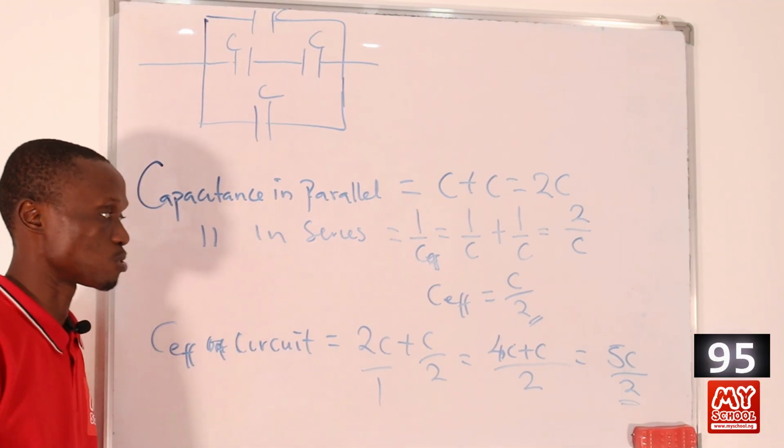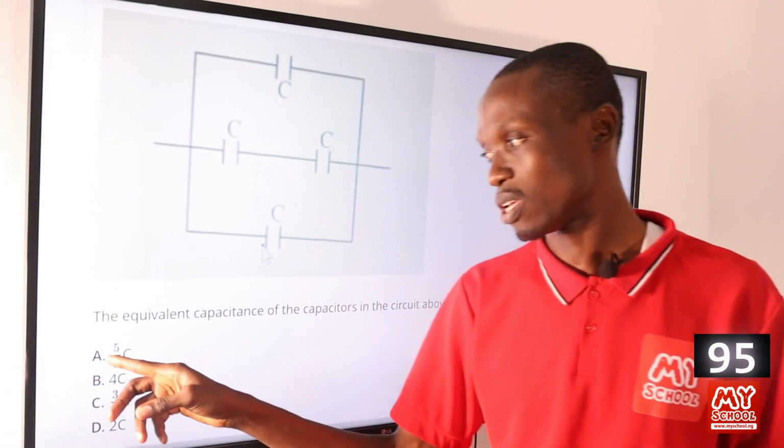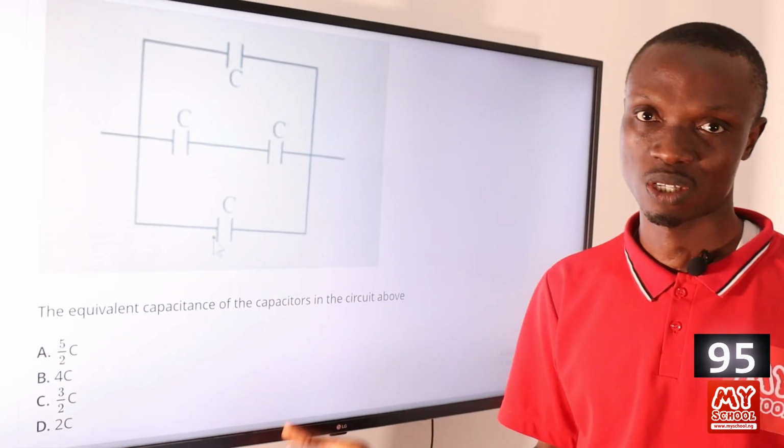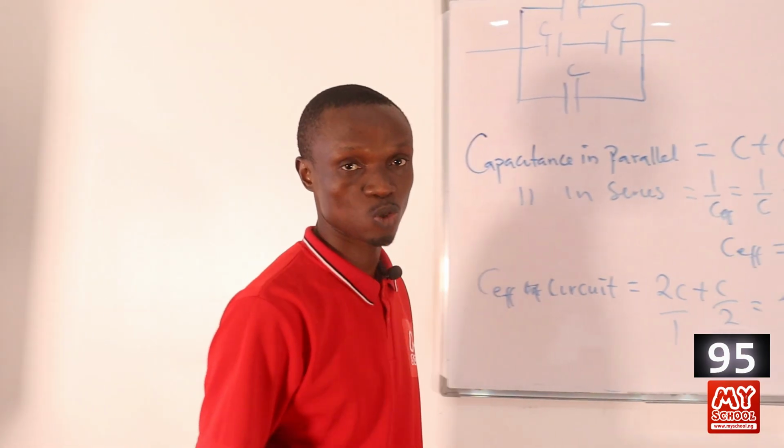So let's return back to the screen to pick the correct answer to this question, and that is option A, 5 over 2C.